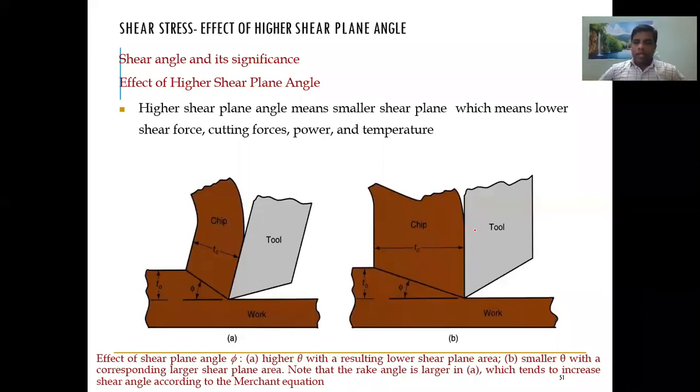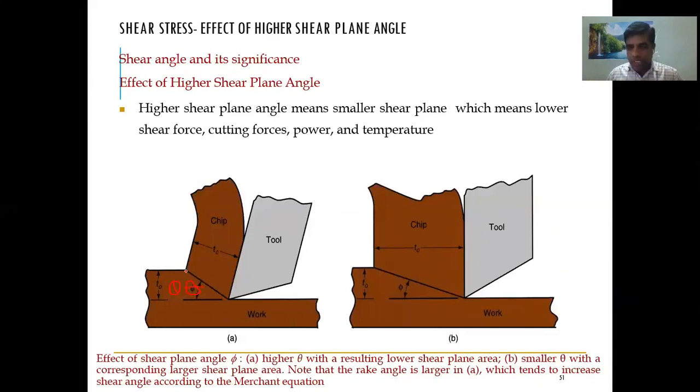So if the shear plane angle is bigger, you will get less shear stress. Shear stress effects of higher shear plane angle: if shear plane angle increases, your shear stresses are decreasing. So shear angle and its significance, effect of higher shear plane angle. Higher shear plane angle means smaller shear plane. So if angle बढ़ रहा है, whatever is there, actually this is theta, it's not phi. Some textbooks are mentioning it as phi also. So this is actually theta, right? So theta is the shear plane angle.